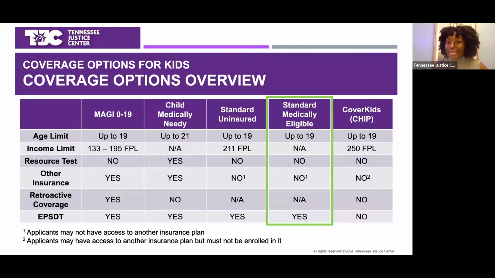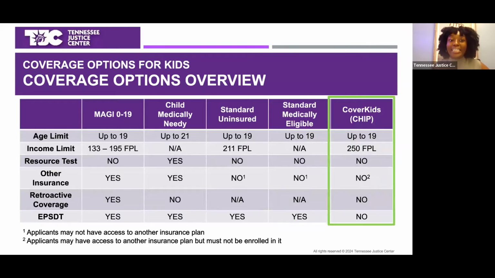All right, so again, to review, this is a category for kids up to age 19. There is no income limit. In fact, this is for kids who are above 211% of poverty. There's no resource test. They cannot have access to other insurance, and this is protected by EPSDT.